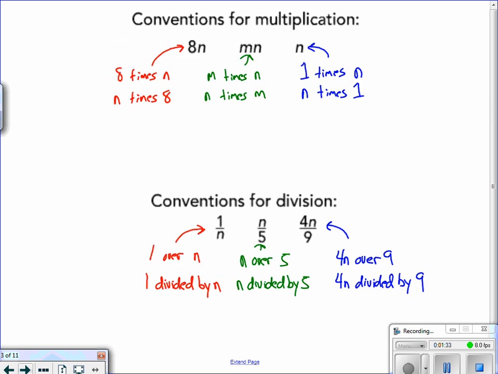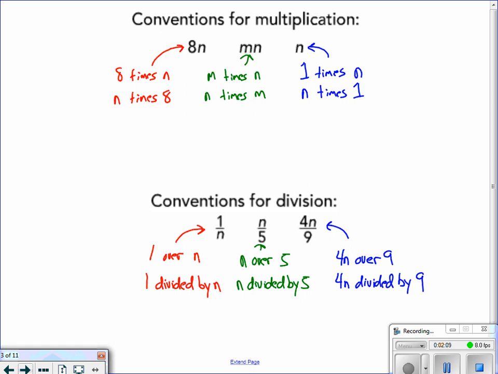So some conventions for multiplication. If you look at these top ones here, that 8n, what that means is 8 times n, or it could be n times 8. But the agreed upon way to do that is if we have a number times a letter or a letter times a number, the agreed upon way to write it is to put the number first with the letter written next to it. And we don't need to use the multiplication symbol or the dot for multiplication or anything like that. When they're written next to one another, it means we're going to multiply.